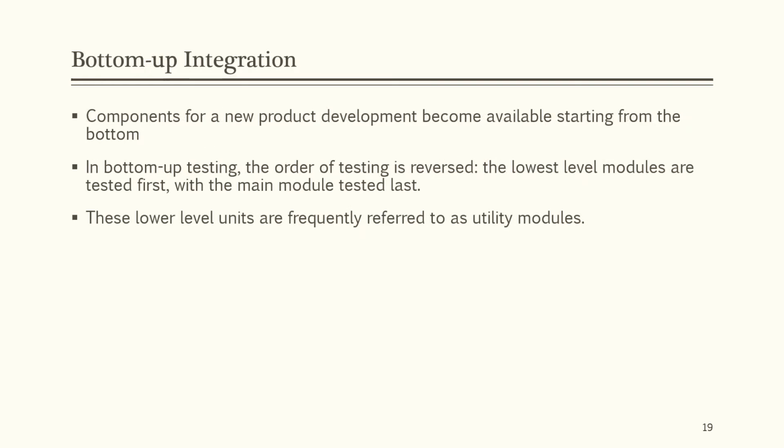Then we have bottom-up integration. Components for a new product development become available starting from the bottom. In bottom-up testing, the order of testing is reversed. The lowest level modules are tested first, with the main module tested last. These lower level units are frequently referred to as utility modules. In the start of a project, you develop different functions. Then to implement a functionality, you call different functions. In this way, you will create modules and ultimately the whole project. This is bottom-up strategy.